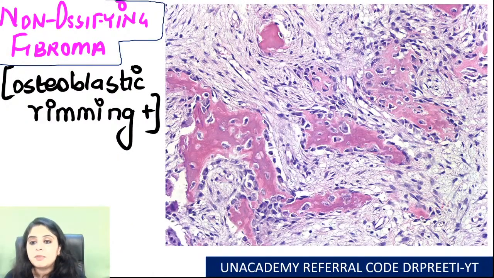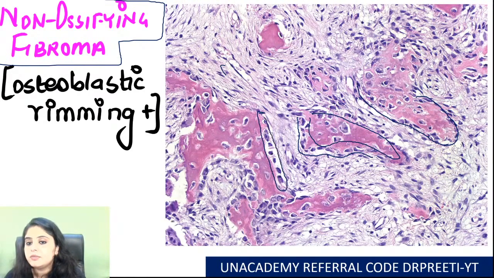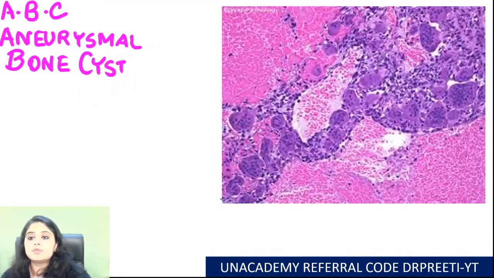But when you go high power, can everyone appreciate around every bony trabeculae a row of cells which is lining? Can everyone appreciate the osteoblastic rimming? In all these trabeculae, a line of cells is seen rimming the bony trabeculae. Osteoblastic rimming is present. Are we clear on this? Sorted up till now? Fibrous dysplasia, no osteoblastic rimming; non-ossifying fibroma, osteoblastic rimming is present. I hope that is okay with everyone and we can proceed.